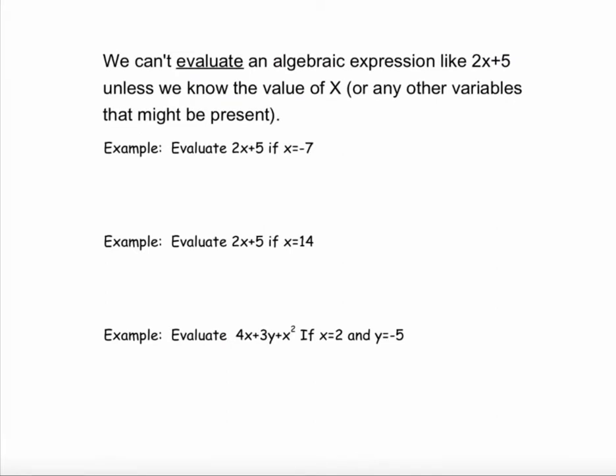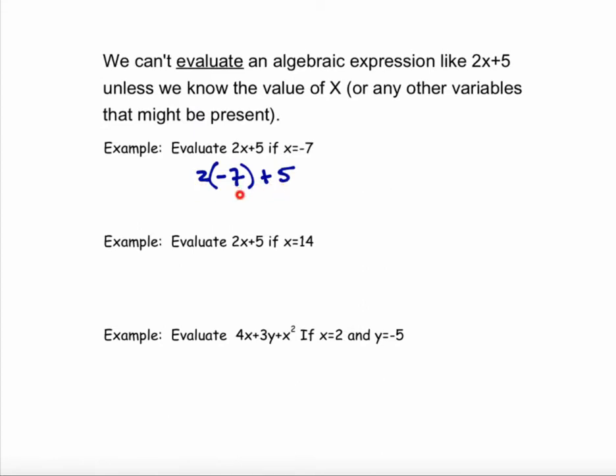All right, now like we said before, we can't evaluate an algebraic expression like 2x plus 5 unless we know the value of x or any other variables that might be present. So for instance, we can't just say evaluate 2x plus 5. But we can say evaluate 2x plus 5 if x equals negative 7. And you say, okay, no problem. All I'm going to do is replace that x with a negative 7. And now we are able to evaluate this expression. We're able to say what number this is equal to.